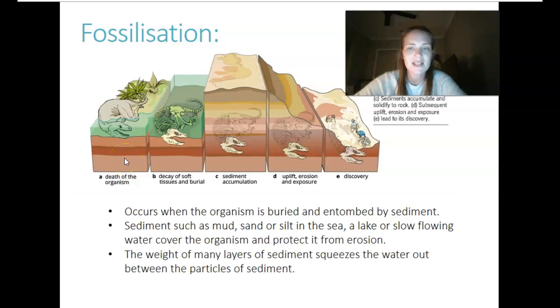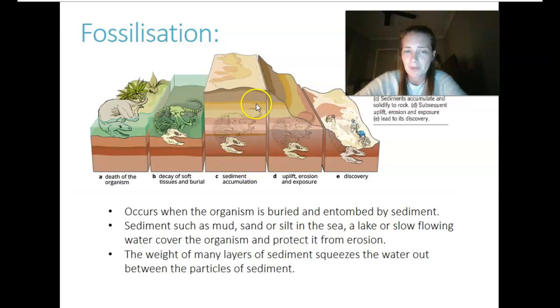So number one, death of the organism. The organism dies and is buried quickly. So quick burial is necessary to prevent scavengers. We want the organism intact. So the organism dies and is buried very quickly. Step 2, decay of soft tissues and burial. So as it's been buried, all that soft tissue, muscle, skin, all of that slowly decomposes and decays away.